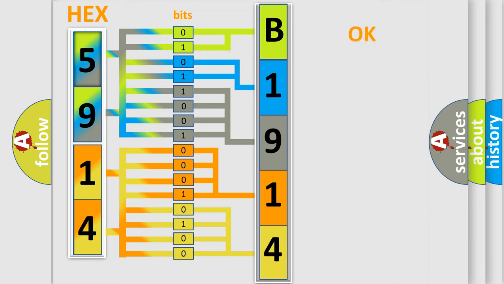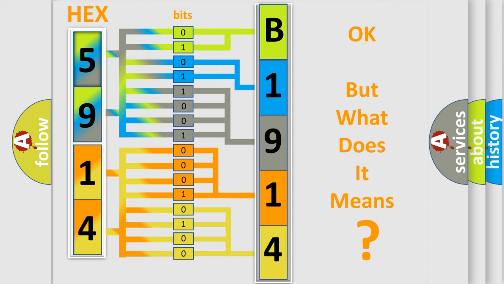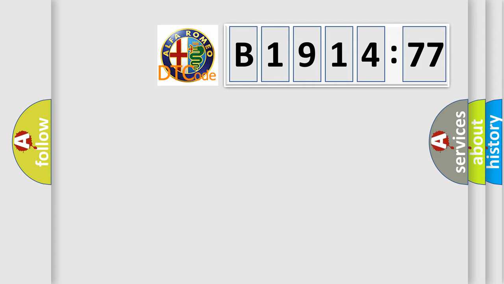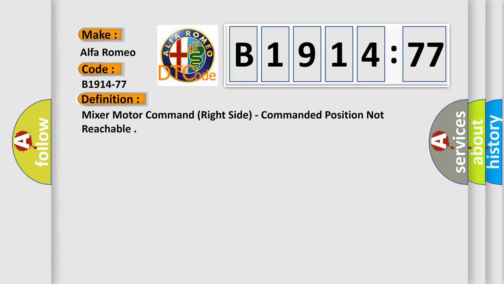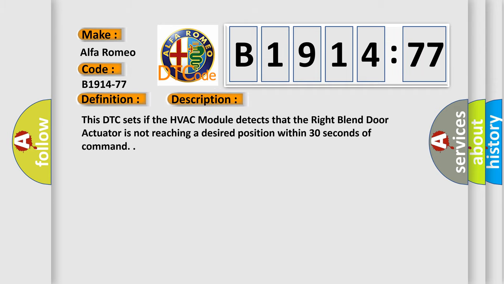We now know in what way the diagnostic tool translates the received information into a more comprehensible format. The number itself does not make sense to us if we cannot assign information to what it actually expresses. So, what does the Diagnostic Trouble Code B1914-77 specifically mean for Alfa Romeo? The basic definition is: mixer motor command right side, commanded position not reachable.